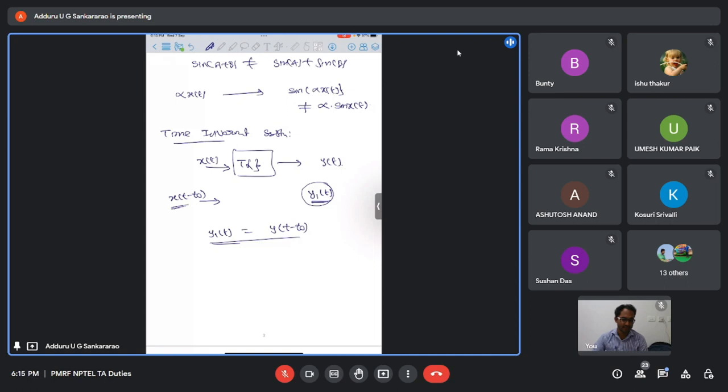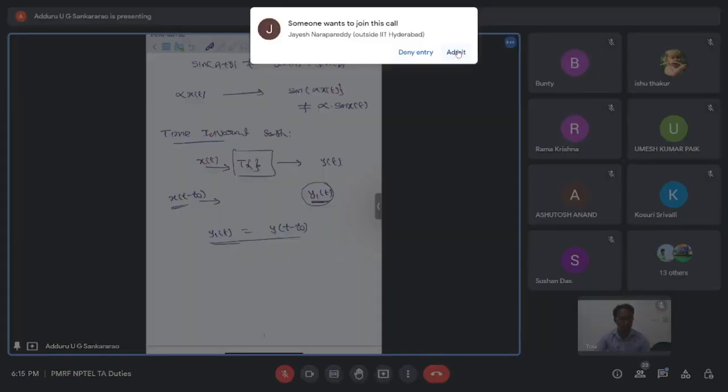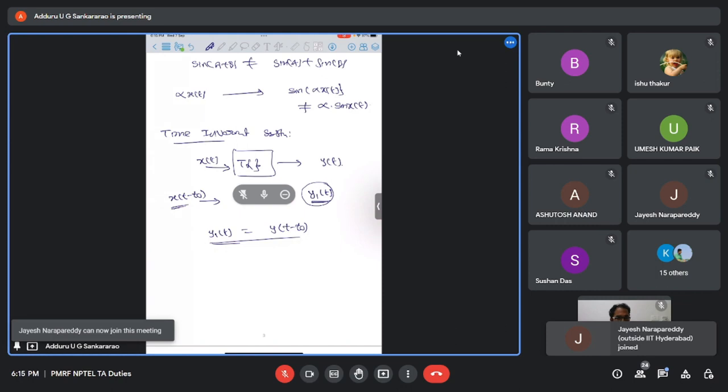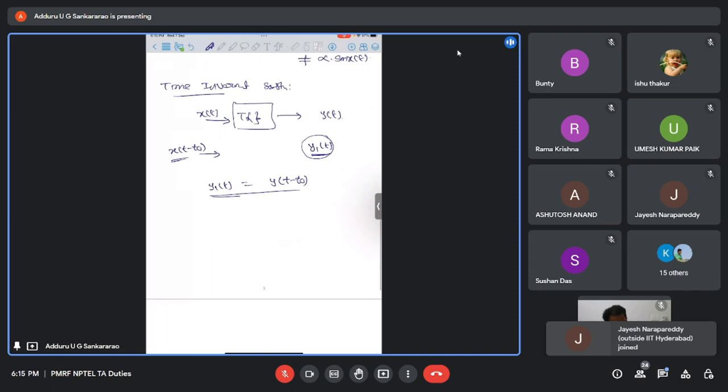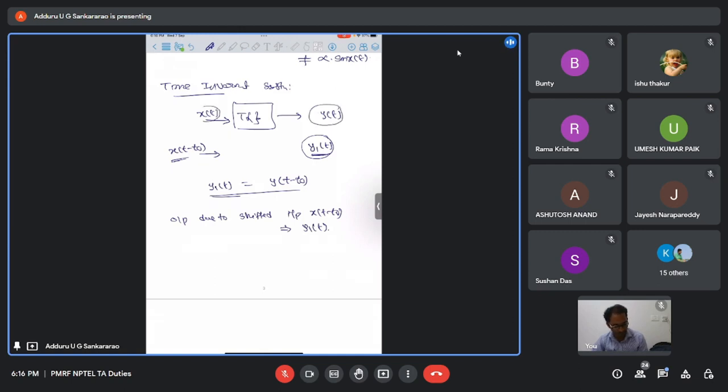So to check for any system whether it is time invariant or not, first you find out output due to shifted input. So here y1 of t is the output due to shifted input, that is x of t minus t naught. Let us say that is y1 of t. And then directly shift the output. So y of t is the actual output when you are giving x of t as input. Now you directly shift the output.